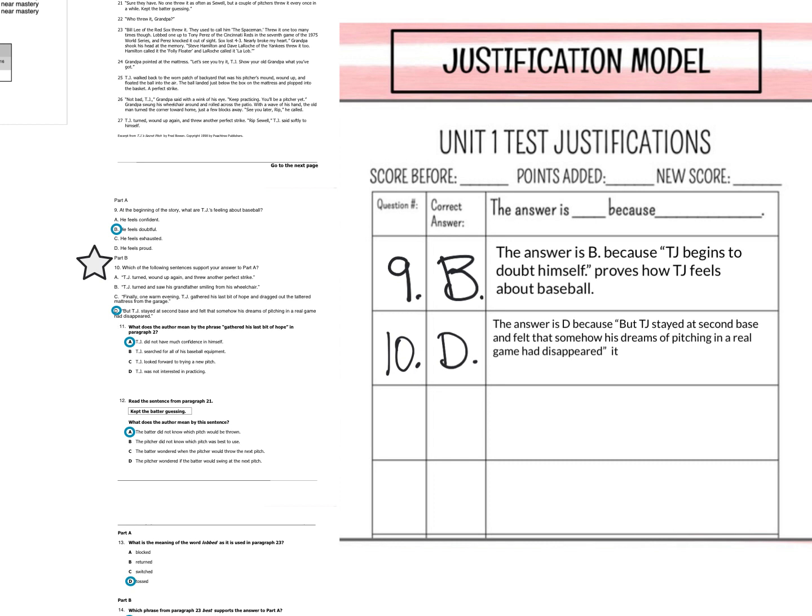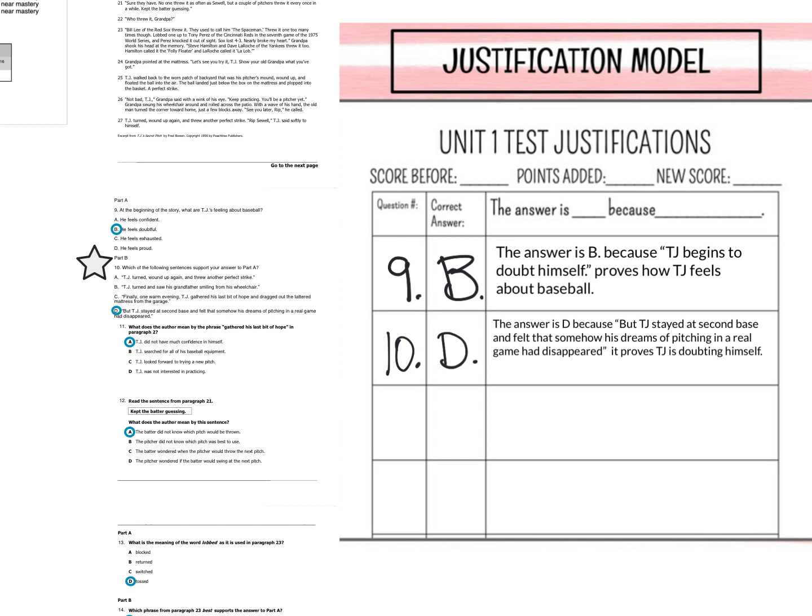It's the right answer because it proves TJ is doubting himself, which is what part A asks. So they go together like peanut butter and jelly, like mac and cheese. So let's put it all together. Number 10, the answer is D because, but TJ stayed at second base and felt that somehow his dreams of pitching in a real-life game had disappeared. Proves TJ is doubting himself.